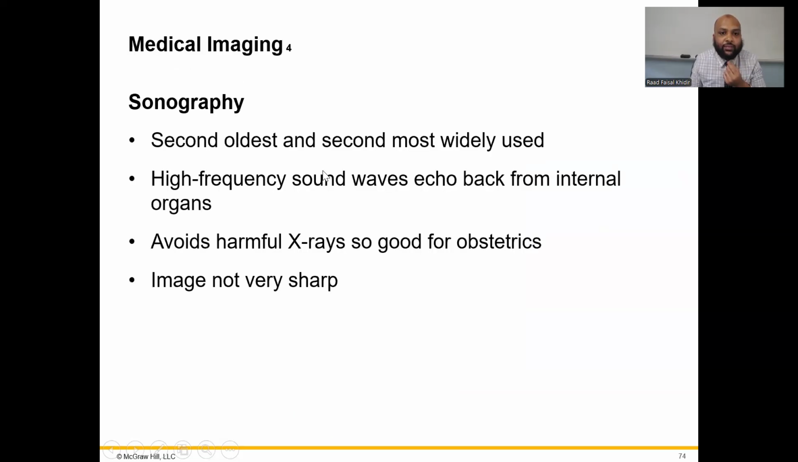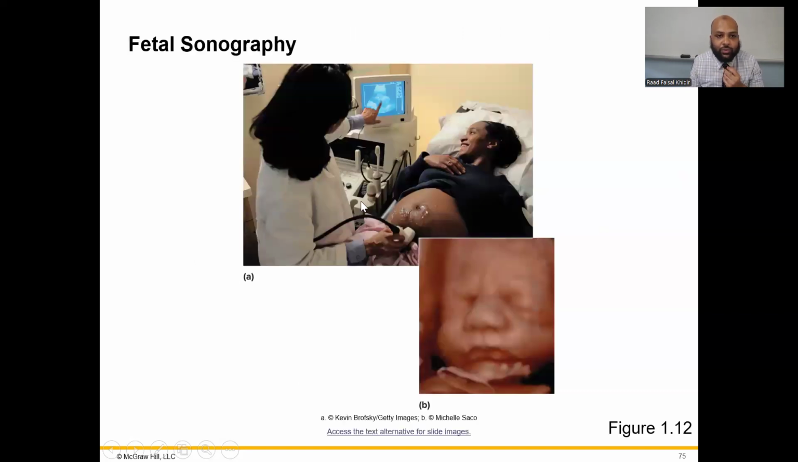That's a PET scan. Then medical imaging, sonography is the second oldest and second most widely used. It uses high frequency sound waves that echo back from internal organs, and it avoids harmful X-rays. So it's good for obstetrics. The images are not very sharp. So that shows fetal sonography. So the face of the baby.